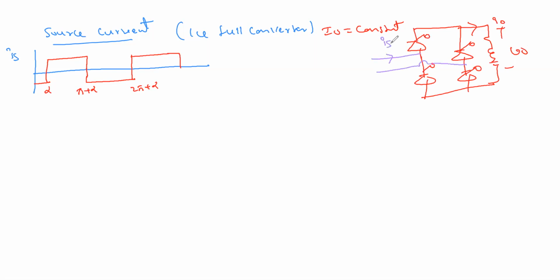Source current means this is the one. This waveform, I am drawing this waveform. When 1 and 2 are conducting, it will go left to right. When 3 and 4 are conducting, it will go right to left. So it is alternating.